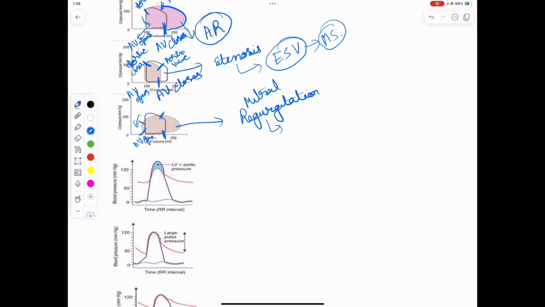That is, whatever amount of blood there was in the ventricle, there is lesser blood. Why lesser blood? Because it has been regurgitated through the mitral valve. So how will you differentiate it from aortic regurgitation?